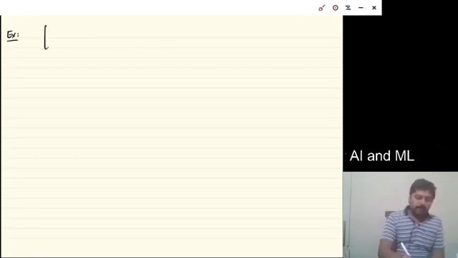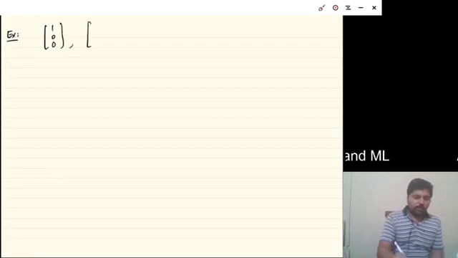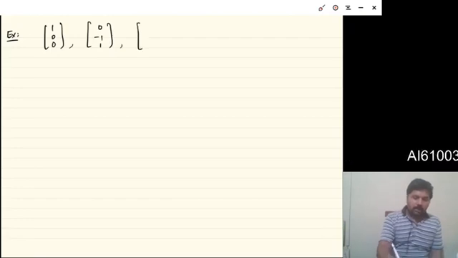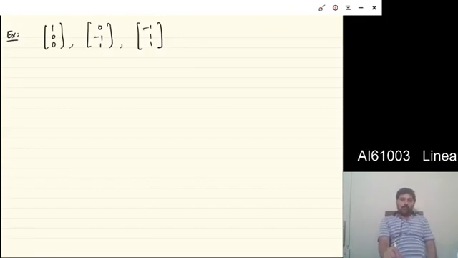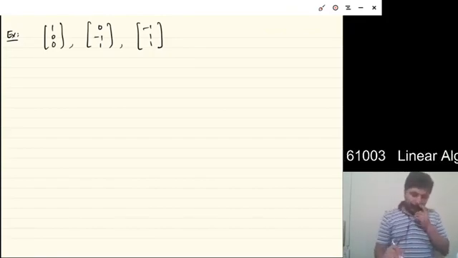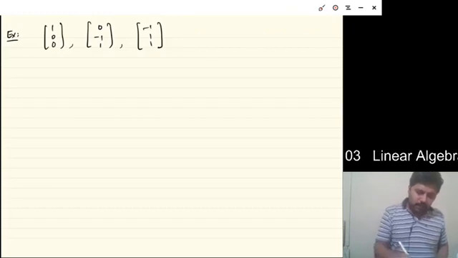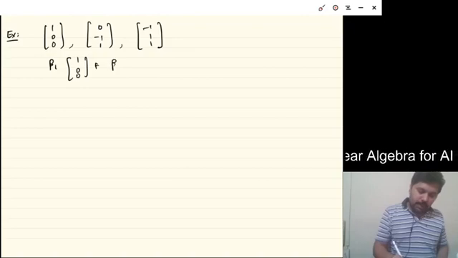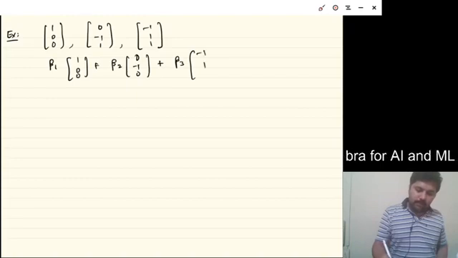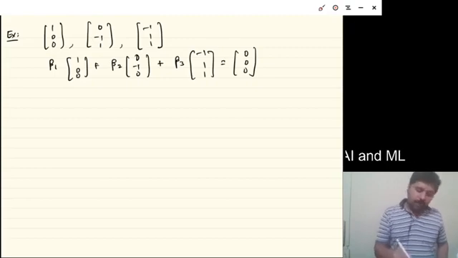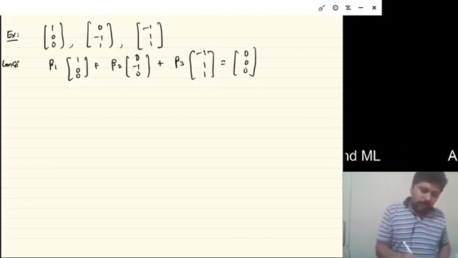Now, you consider this collection: (1, 0, 0), then (0, minus 1, 1), and the third vector is (minus 1, 1, 1). This is the collection that you have, and you want to check whether this collection is linearly independent or not. So, let us start with the linear combination. You have beta 1 into (1, 0, 0) plus beta 2 into (0, minus 1, 0) plus beta 3 into (minus 1, 1, 1) equal to (0, 0, 0). That is the linear combination that I am taking.